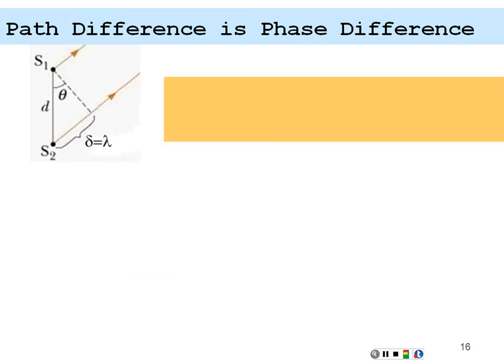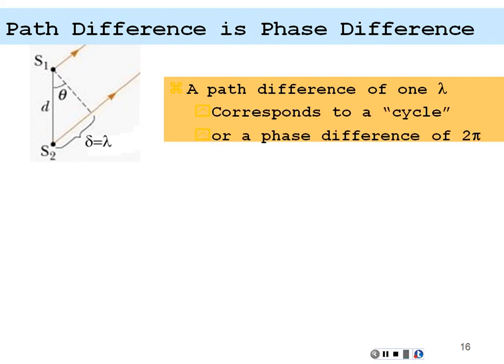We'll note that this path difference is actually really a phase difference. If we think of waves of light like a sinusoidal wave, one full cycle of a wave corresponds to a 2 pi difference in phase. So a path difference of one wavelength would also correspond to a 2 pi radian difference in phase. One full cycle.